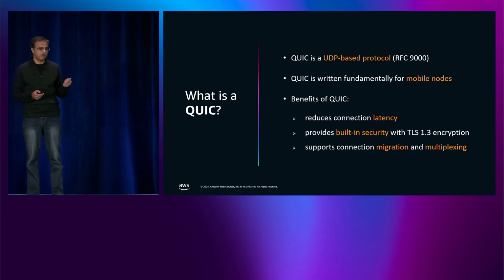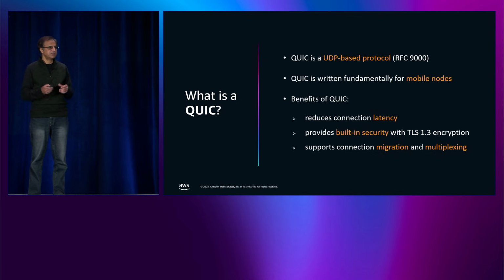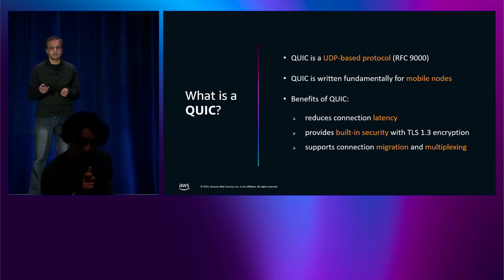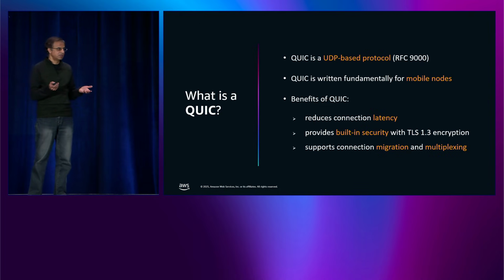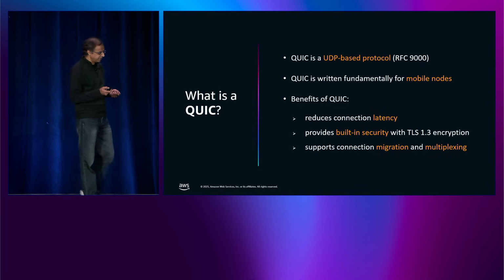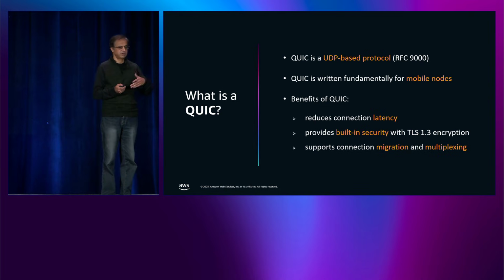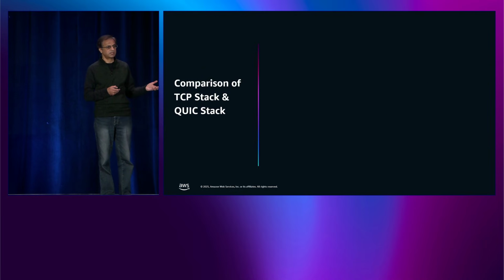The benefit of the QUIC protocol is that it reduces the connection latency, and I'll show you how as we talk about it. It has built-in security. It has built-in TLS 1.3 encryption, as well as support for migration and multiplexing. What that means is, if the mobile node moves, and we use our cell phones everywhere we go, so if we're moving from Wi-Fi to cellular or vice versa, our IP address underneath is going to change. So the connections are still going to be persistent. Your connection will not drop.